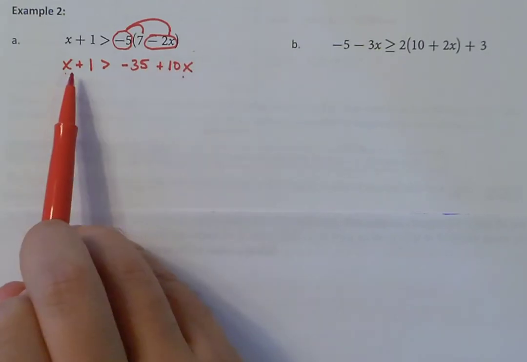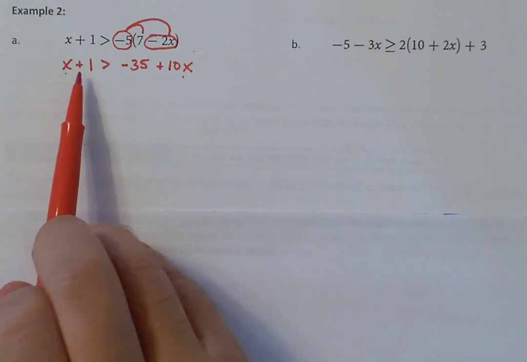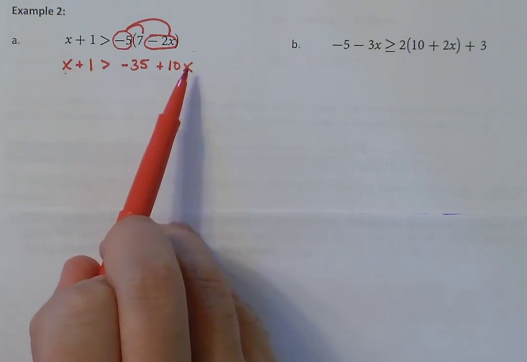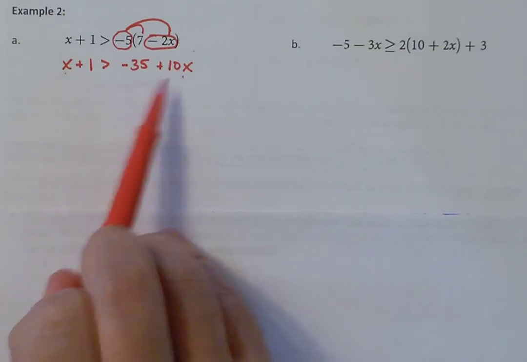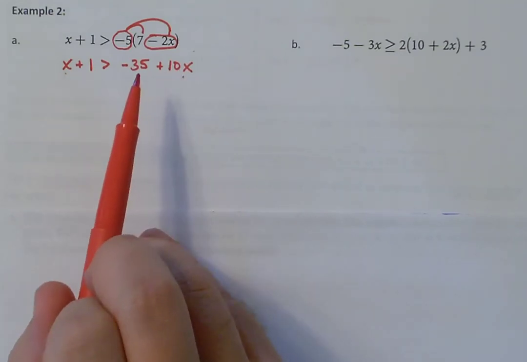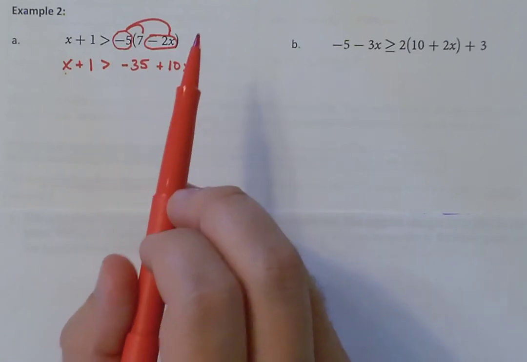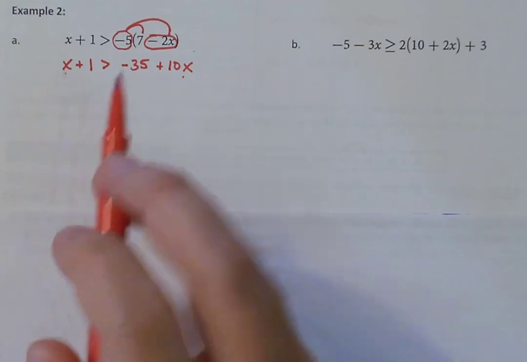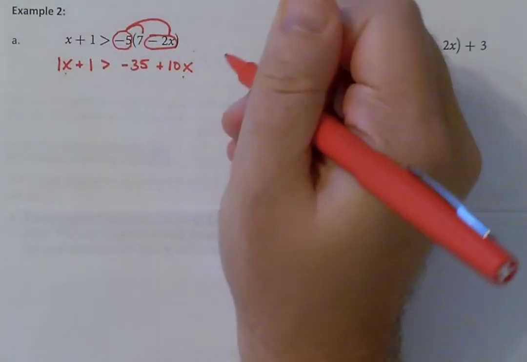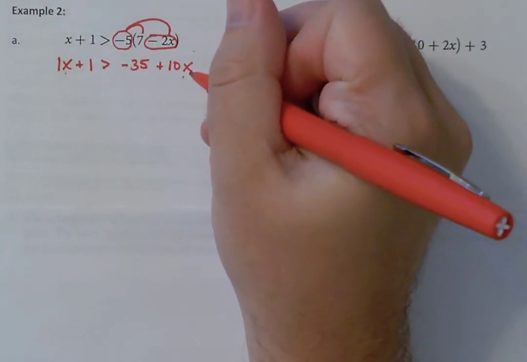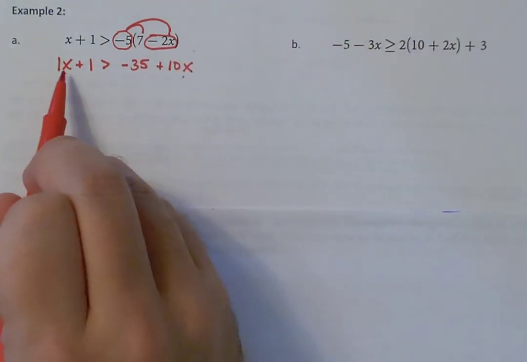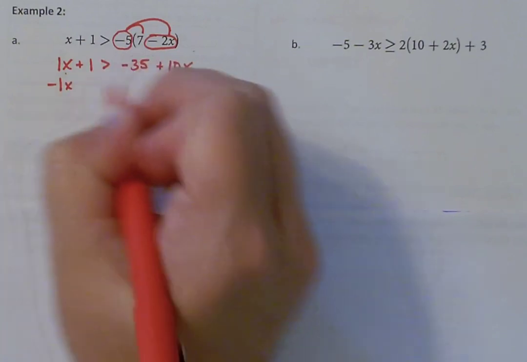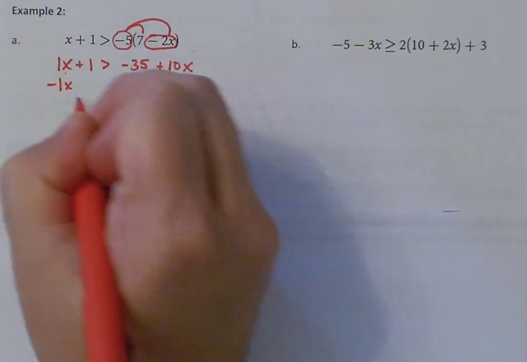Some teachers will tell you to always move it to the left. Some teachers will always tell you to move the smaller x to the other side, or try to get it to where you have a positive x. Okay, I like to try to move it to where I can get a positive x, because this is a 1x right here, and this is a 10x, a positive 10x. I'm actually going to move this x to the right, so we're going to subtract 1x from both sides.